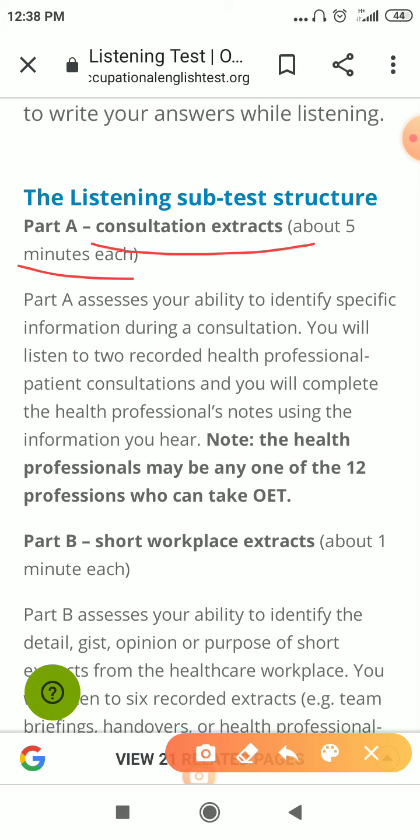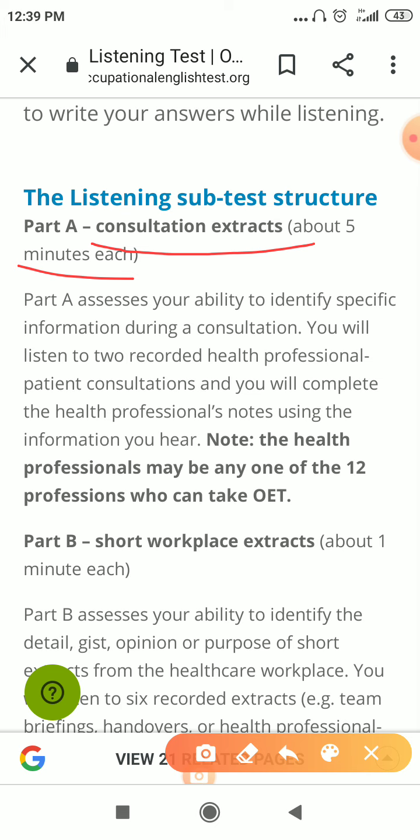In each, you will hear a consultation extract. That means a patient will be attending a doctor, a physiotherapist, or someone else. You need to hear the conversation between them and find the words from that. If the patient says, I had pain in the chest, I had pain in the knees, a nurse or doctor needs to listen to what the patient is complaining about. That's the skill tested in part A, because you need to find the words exactly as the patient says them.